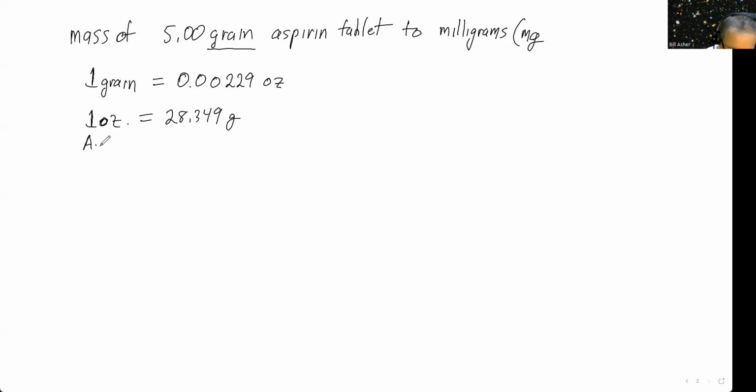I think that's how you pronounce it. Avoirdupois, which is our common ounces we use, as opposed to troy ounces, which is what they measure gold in, which are a bit larger. But we're going to do avoirdupois. So 1 ounce is 28.349 grams. And the final we need is that 1 gram is equal to 1,000 milligrams, or 10 to the third milligrams.